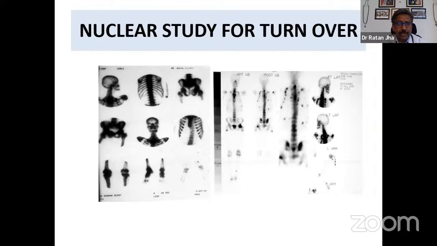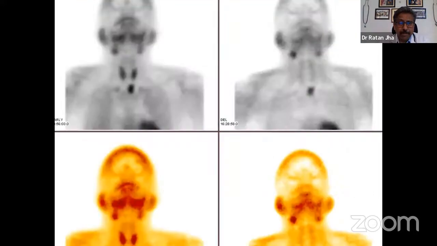On the left side, you see the skull is showing intense uptake of the radiotracer, while on the right side, you see the skull is showing some uptake, but there are multiple hotspots in the skeleton. So one is a high turnover bone disease, and the other is a low turnover bone disease with multiple pseudo fractures of osteomalacia, and this could also supplement the information that you're going to get from the blood biochemistry and the bone turnover markers.